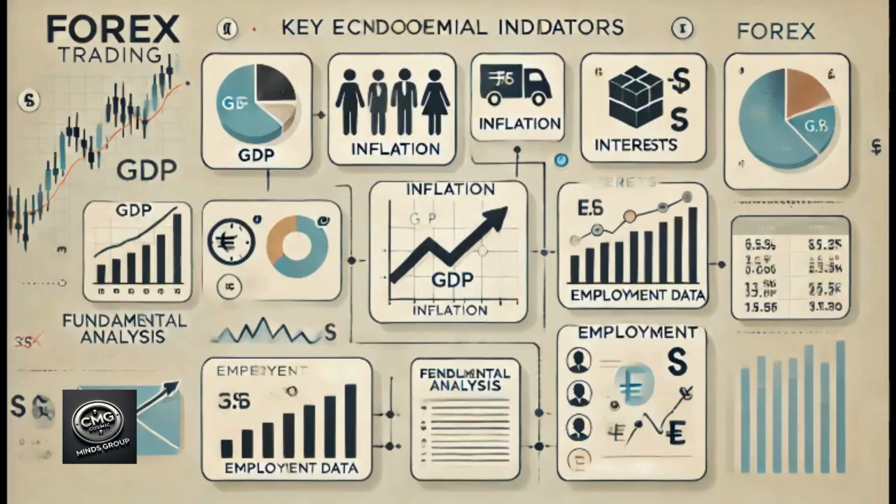GDP is essentially the total value of goods and services produced by a country. It is a key indicator of economic health. A country with a growing GDP is often seen as strong, which strengthens its currency. For example, if the USA posts higher than expected GDP growth, the USD usually gains more value against other currencies because it signals a healthy economy.